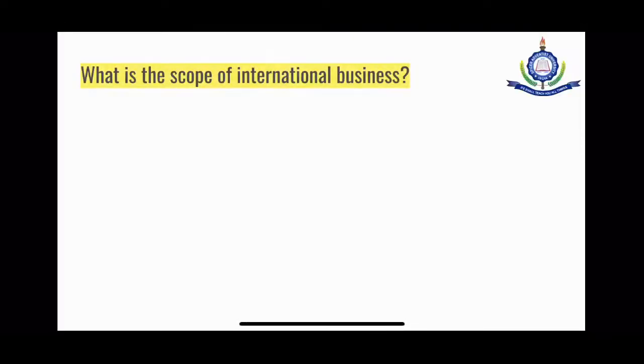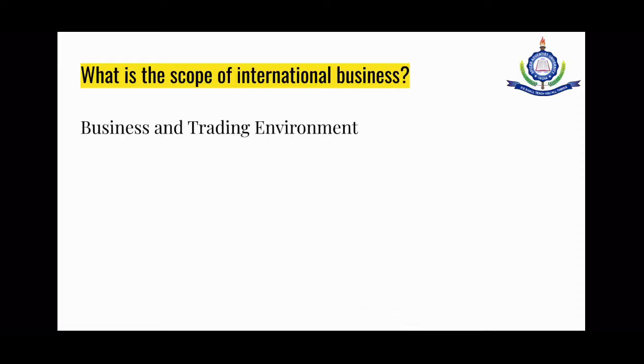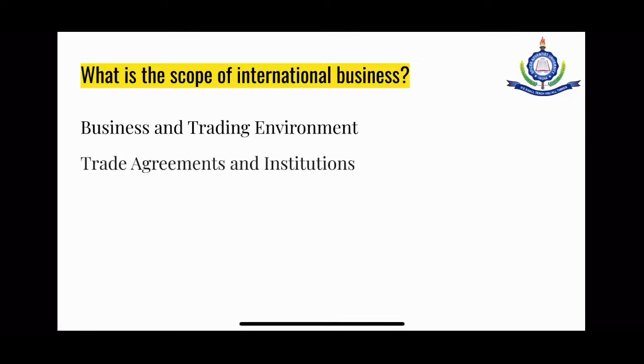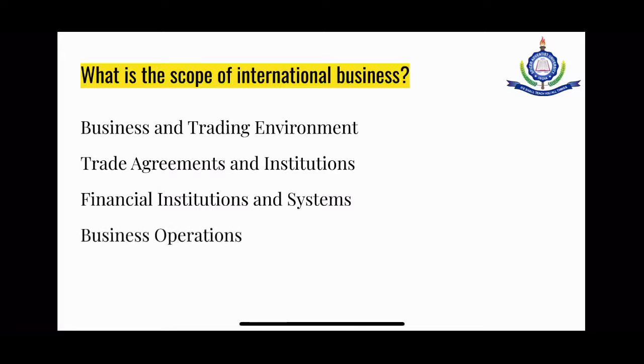So we have a question that we discussed in our class, that is, what is the scope of international business? And to answer this question, there would be four parts that you will have to mention. The first is the business and trading environment. Second, the trade agreements and institutions. The financial institutions and systems, and business operations. So the scope of international business is divided into these four parts. We will look into these parts now.